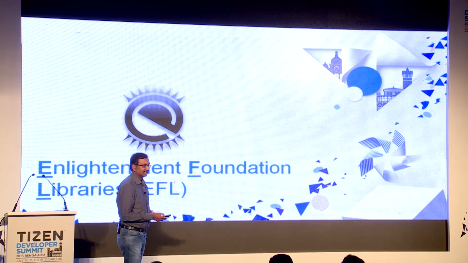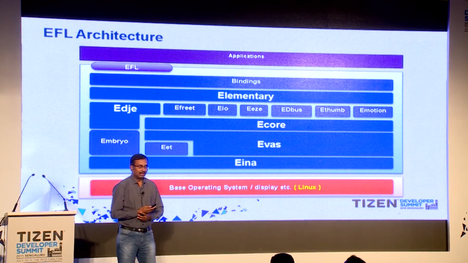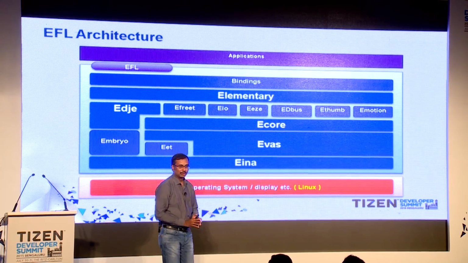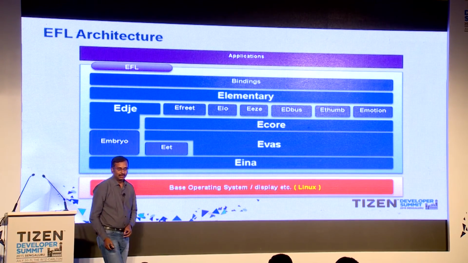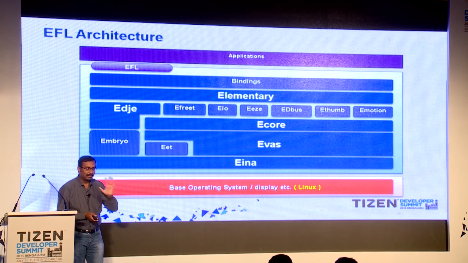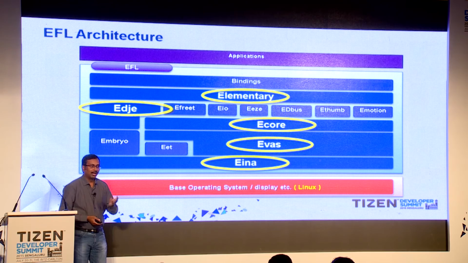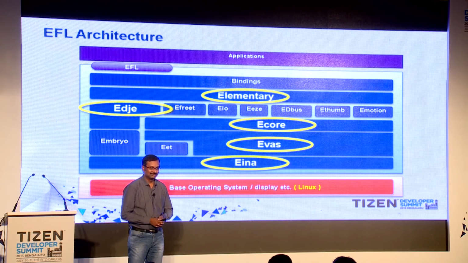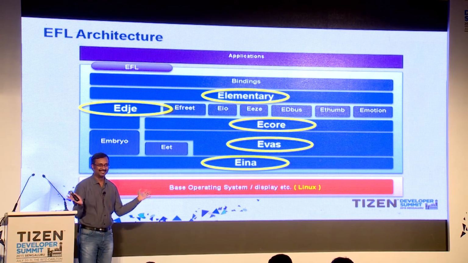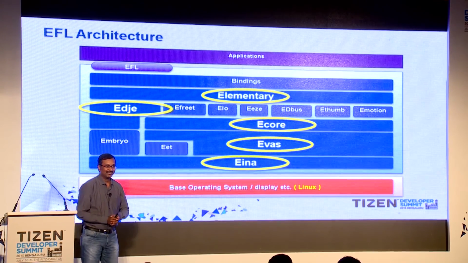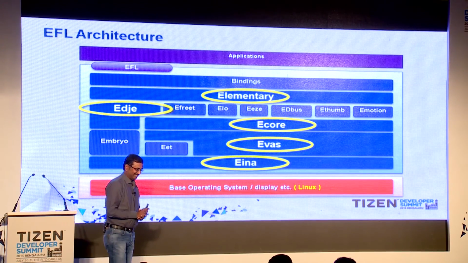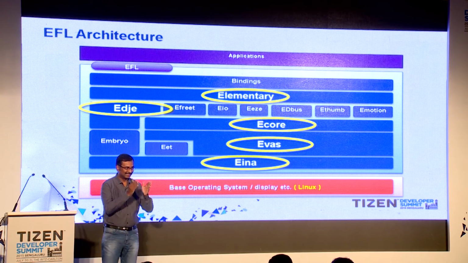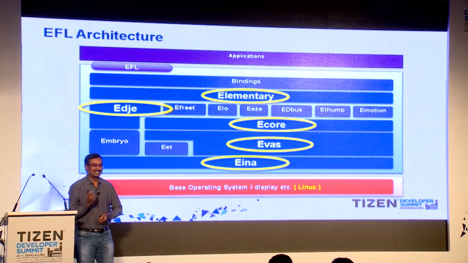Enlightenment Foundation Libraries, EFL. As per the name, it's not a single library, it's a set of libraries. Many libraries you can find here. Among them, we are going to discuss 5 important libraries: Eina, Ecore, Evas, Edje, Elementary. What are these names? All start with E. The Enlightenment open source project, the foundation, has a naming convention of starting all the libraries with E. That's a specialty. Maybe all the libraries are enlightened.